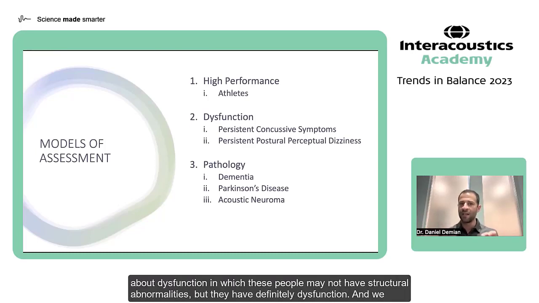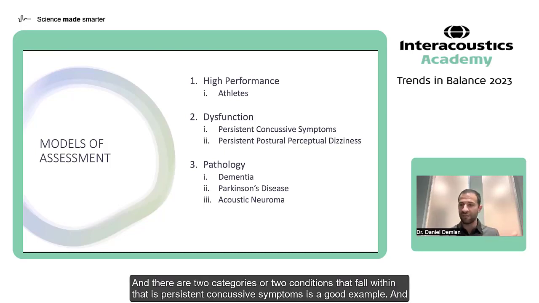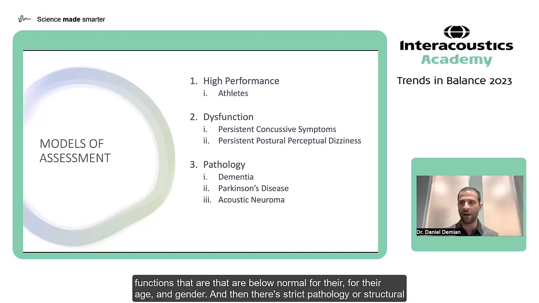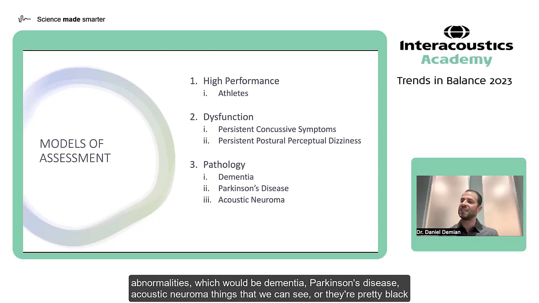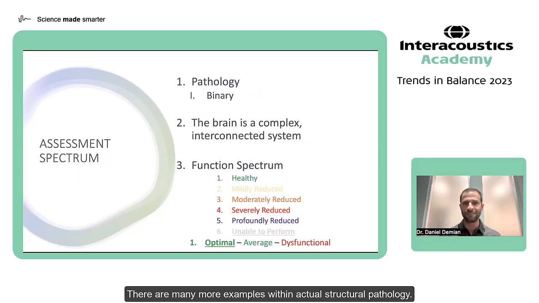Then there's dysfunction, where these people may not have structural abnormalities, but they have definite dysfunction, and we become very valuable to them because we can measure the performance and output of these people, which is really important. There are two conditions that fall within that. Persistent concussive symptoms is a good example, and also persistent postural perceptual dizziness, PPPD, where maybe there are not hard findings, but we can find functions that are below normal for their age and gender. And then there's strict pathology or structural abnormalities, which would be dementia, Parkinson's disease, acoustic neuromas, things that we can see or that are pretty black and white for us. So it's good for us to separate these three, and there may be many more within them. There are many more examples within actual structural pathology.